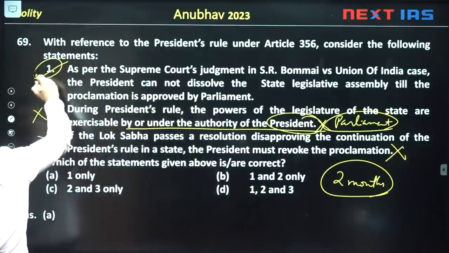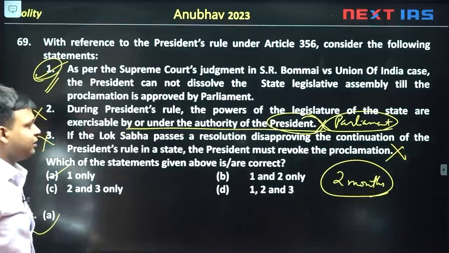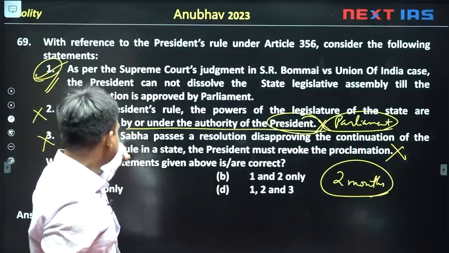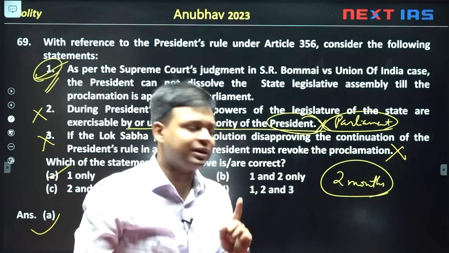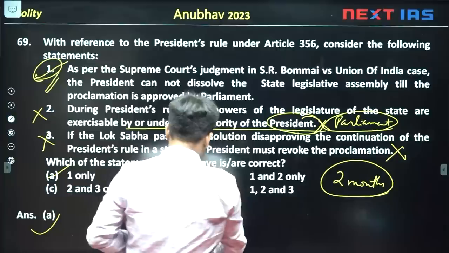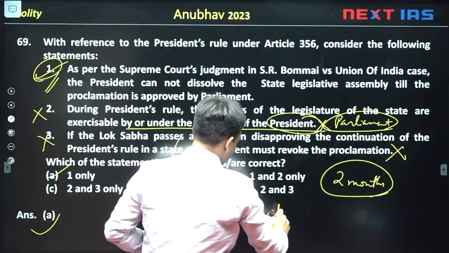The first statement is a correct statement. So the answer will be A, one only. Okay? So please remember this. Lok Sabha's special power to pass a resolution for revocation of an emergency is only available in national emergency, not for state emergency.